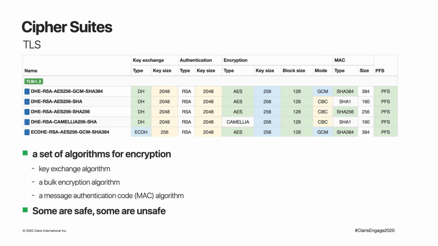TLS is using a combination of encryptions. This combination is called a cipher suite. Some cipher suites are safe, some are unsafe. Cipher suites that are safe today could be unsafe tomorrow.